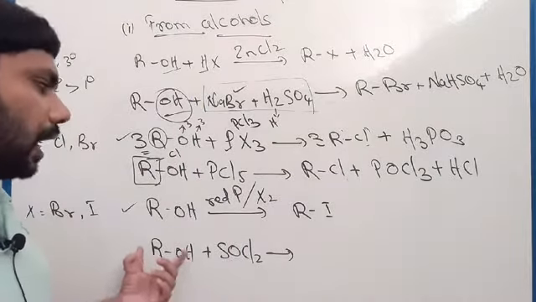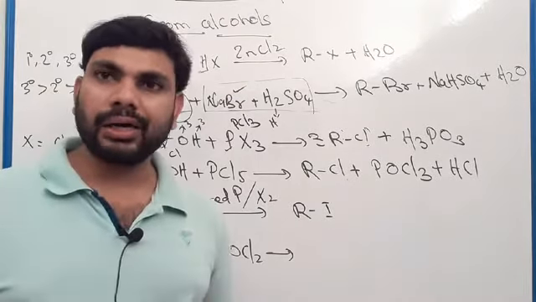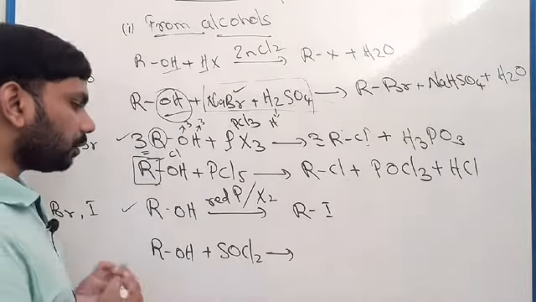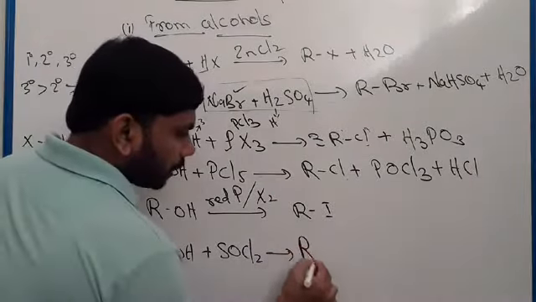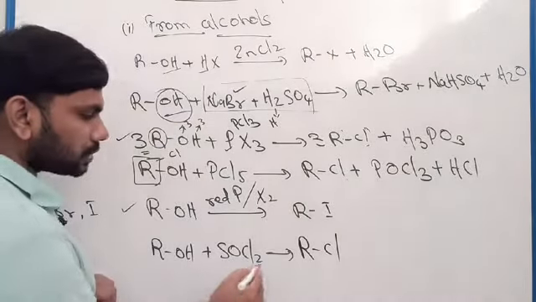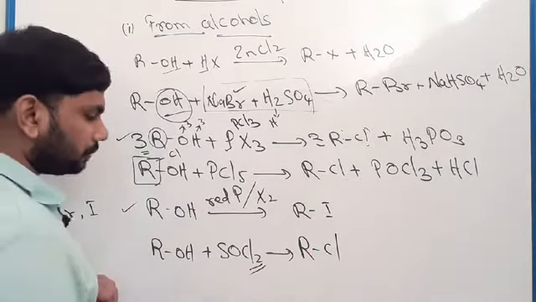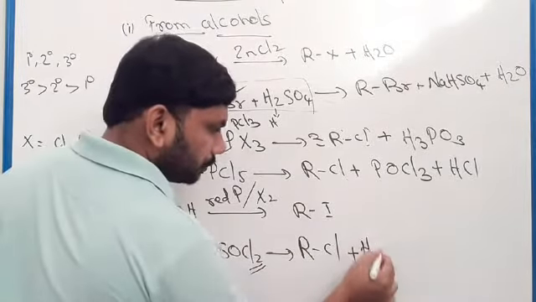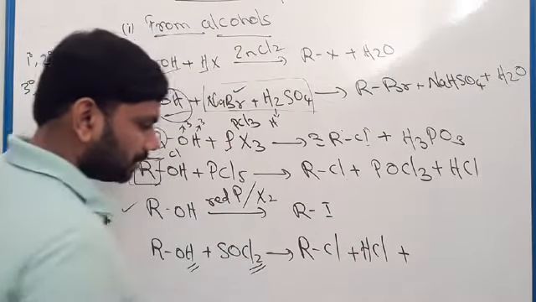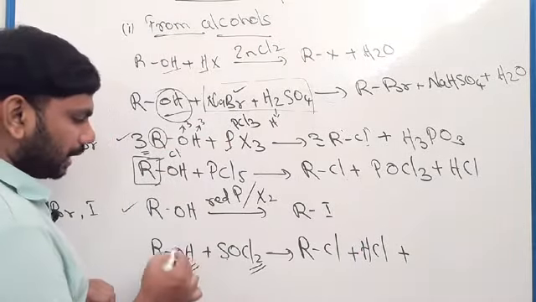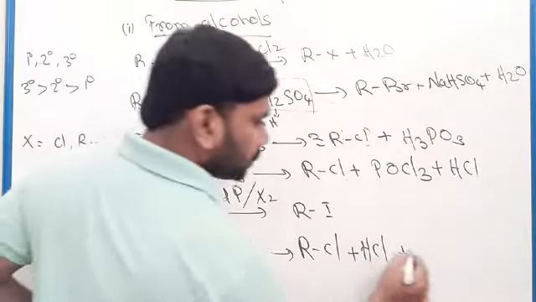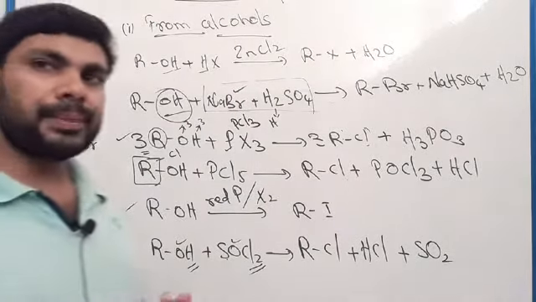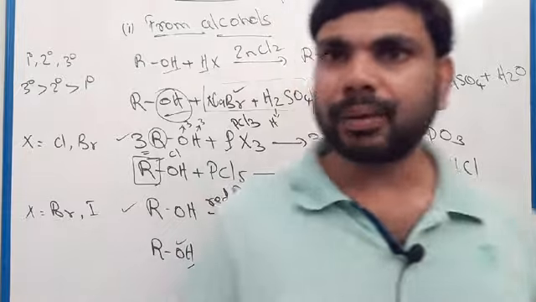Clear? Next one, alcohol reacted with thionyl chloride, SOCl2. Of course we have one product, alkyl chloride, because here chlorine. One of the hydrogen and another chlorine combine to form HCl. Then sulfur and 2 oxygen, so the side product will be sulfur dioxide. So these are the different methods to produce alkyl halide from alcohol.